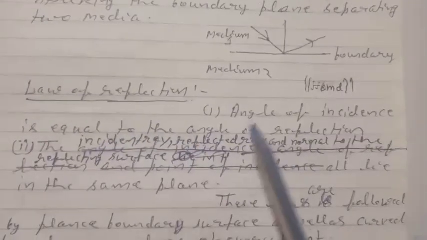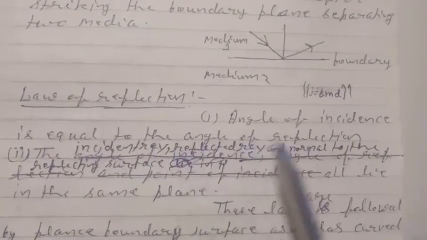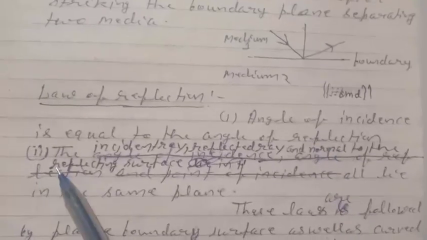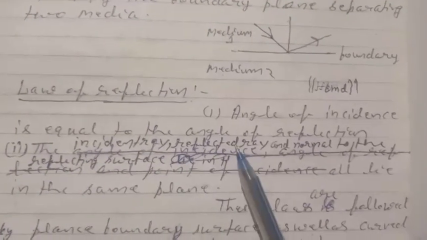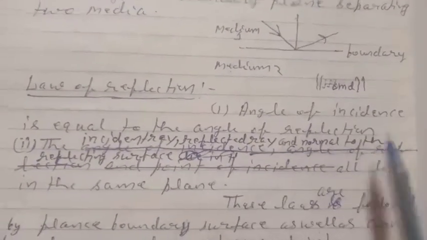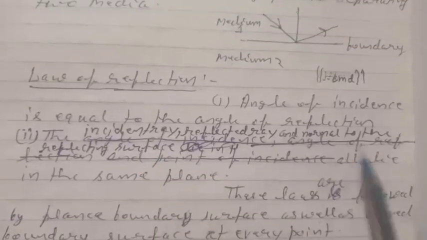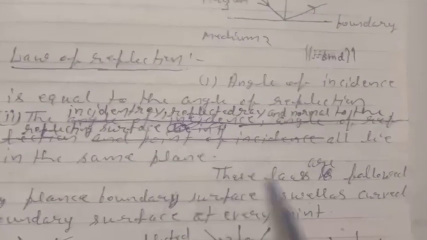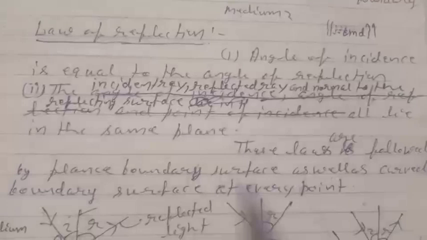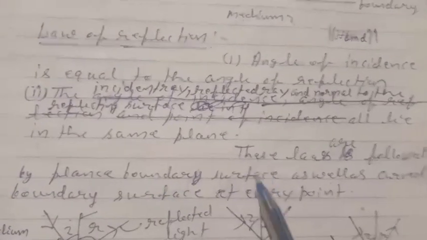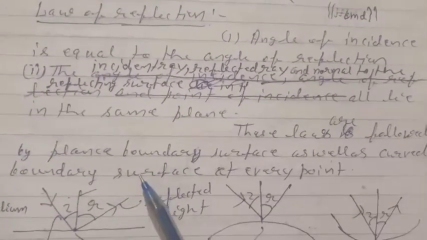Now, the law of reflection. The angle of incidence is equal to the angle of reflection. Second, the incident ray, reflected ray, and normal to the reflecting surface all lie in the same plane. These laws are followed by plane boundary surfaces as well as curved boundary surfaces at every point.